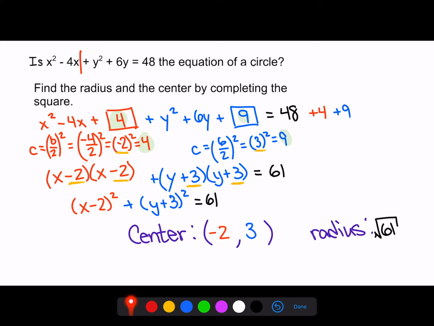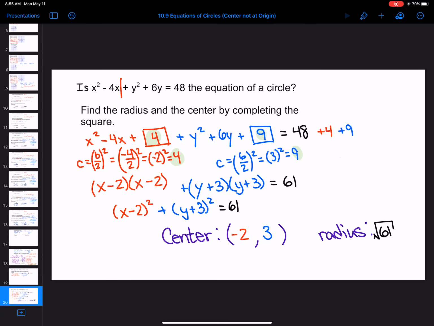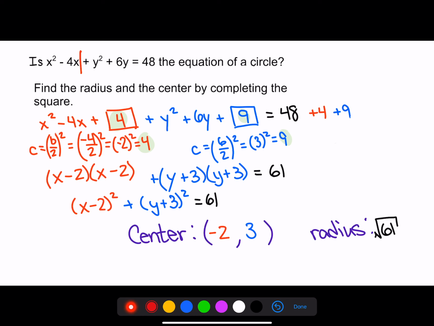Our center, and if you recall, the equation of our circle is x minus h squared plus y minus k squared equals r squared. So our center should be positive 2, negative 3, and our radius is radical 61.